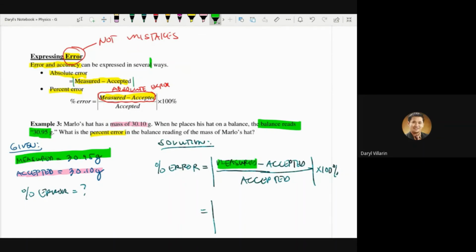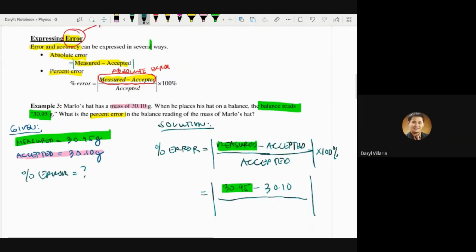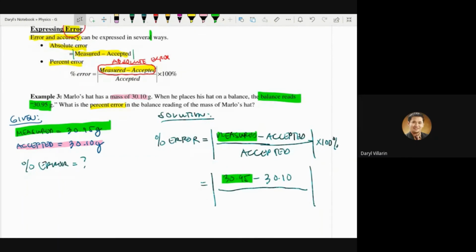Okay, so now this is where I'm going to substitute my values. So the measured value would be 30.95 subtracted with the accepted value of 30.10, divided by, okay, yeah, it matters if you somehow interchange these two values. Maybe the absolute error will give you the same value. However, when you try to get the percent error, remember, it would be divided by the accepted value. And if somehow you interchange these two values here, for sure, you'll get a different value for the percent error.